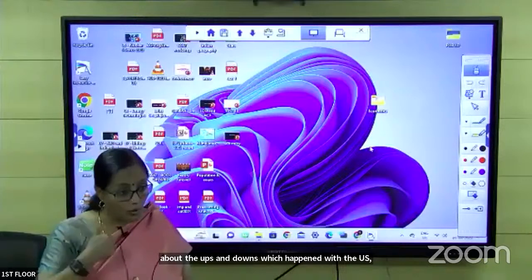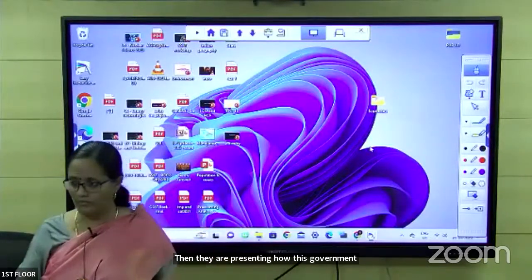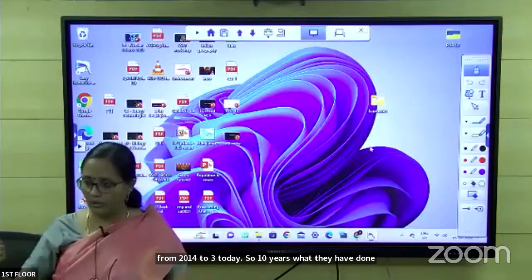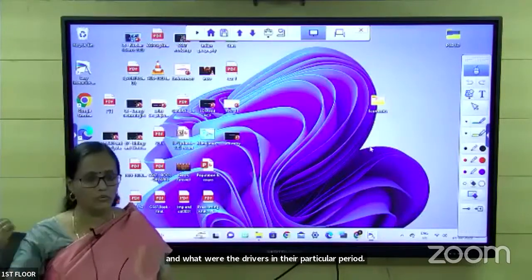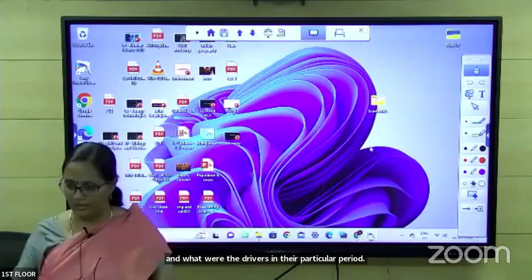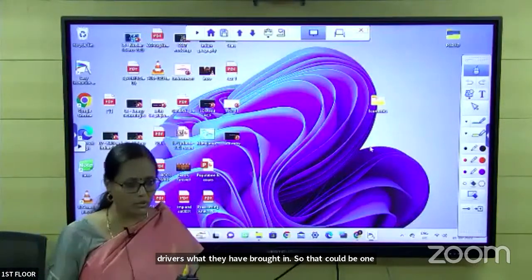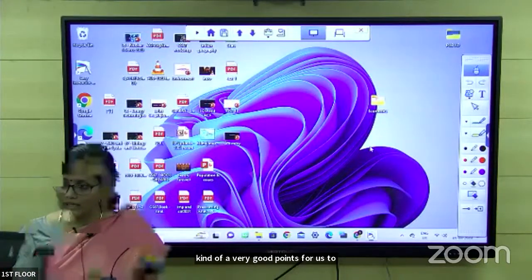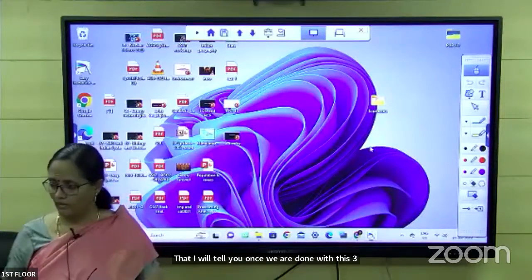Then they are presenting how this government has gone from 2014 till today. So 10 years, what they have done and what were the drivers in this period, and how the challenges can be confronted with the drivers they have brought in. So that will be a very good set of points for us to consolidate for the mains examination. That I will tell once we are done with these 3 sections of the presentation.